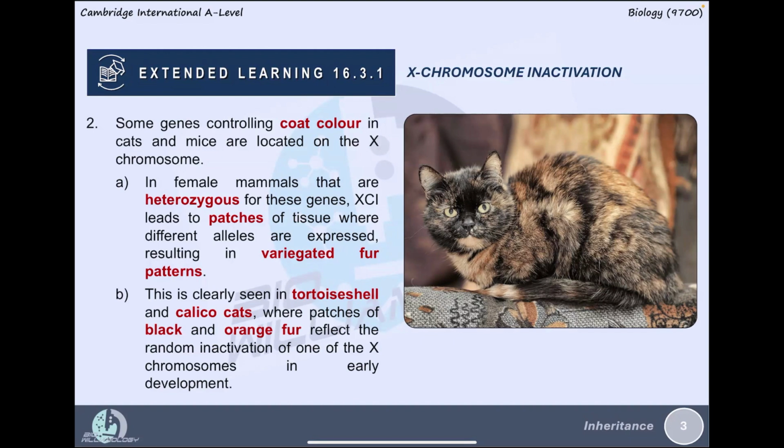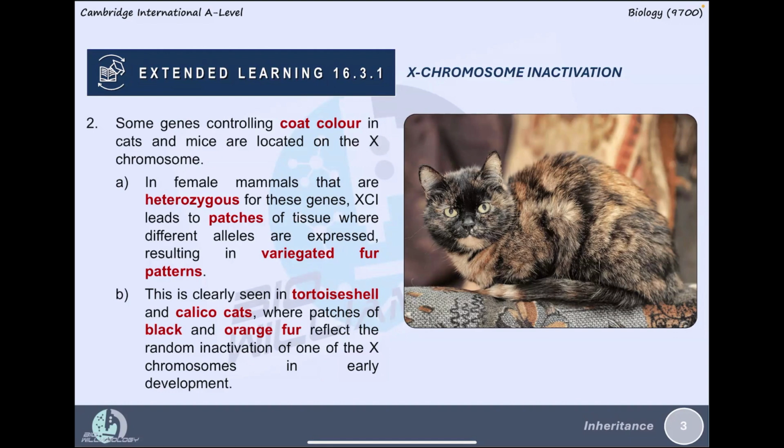So how did this actually happen? Remember what we said, that during the embryo stage, let's say we have two types of cells. One expresses the orange color, another one expresses the black color. If X chromosome inactivation takes place, the descendants of one cell will only express orange color. When mitosis takes place, the whole group of cells, that is the descendants, will always follow the original.